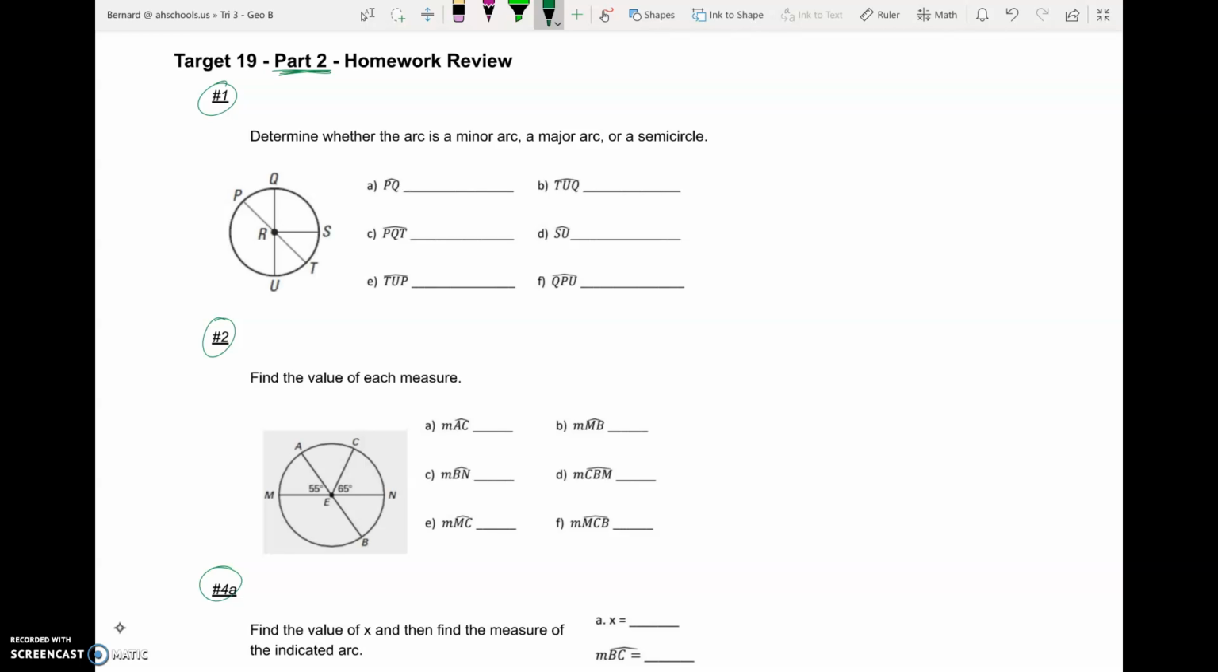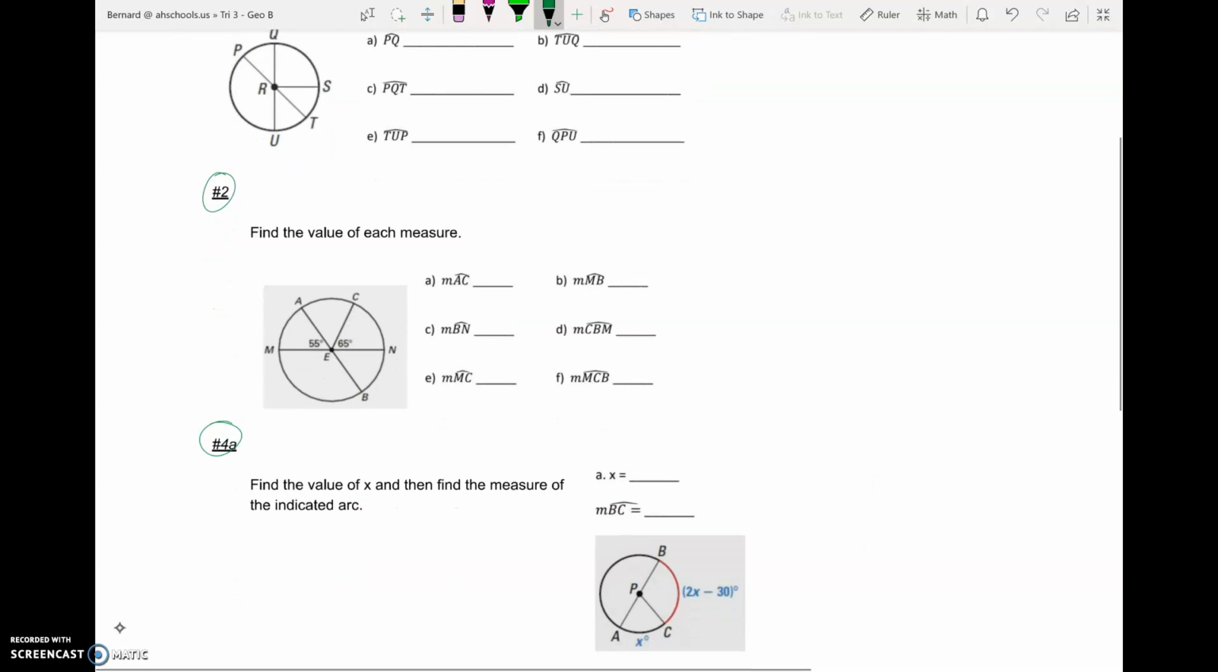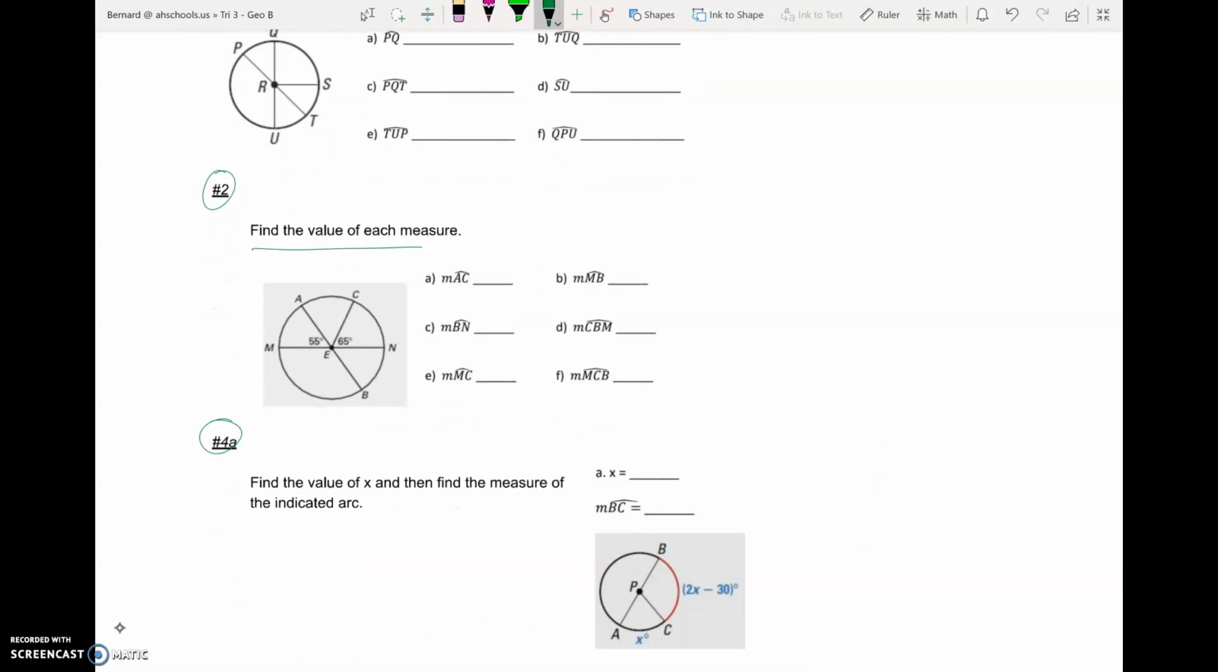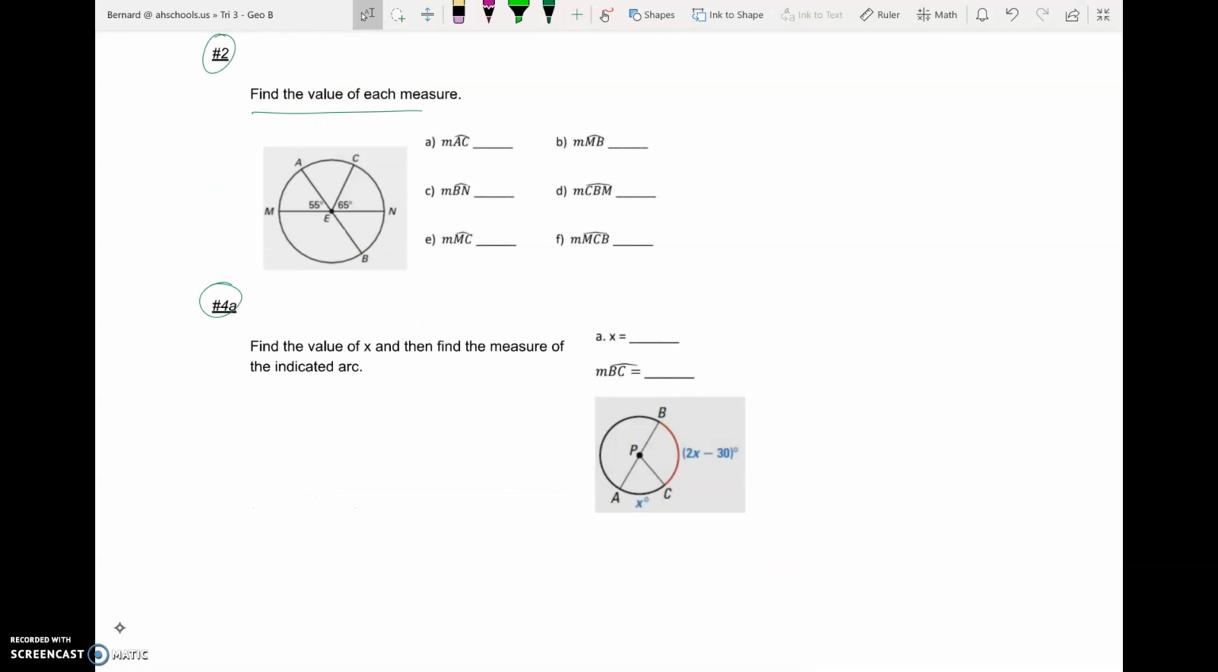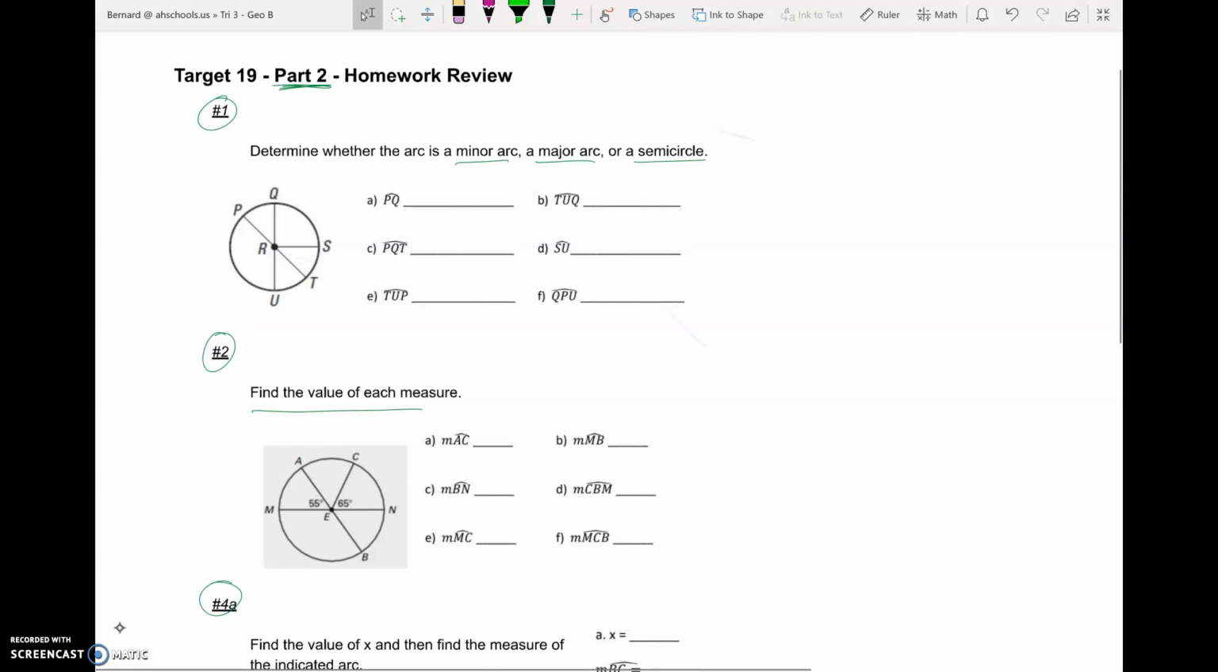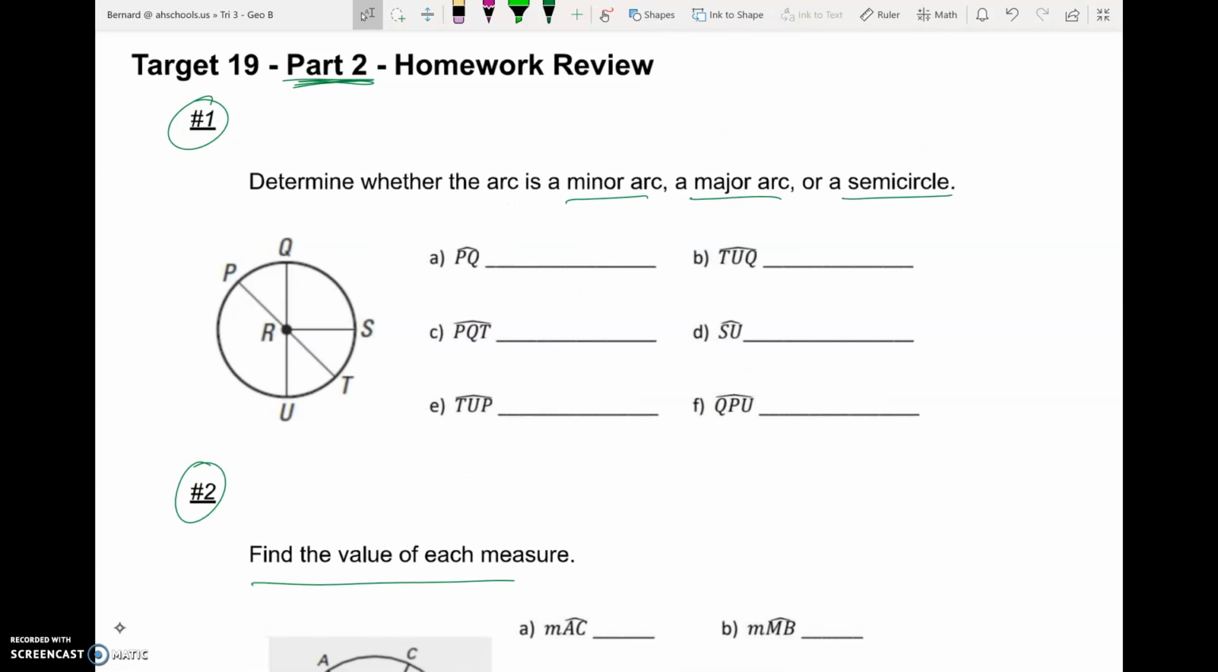And so really what we're going to work on is all the skills that we introduced during that Part 2 note packet. And so that's determining if things are minor arcs, major arcs, or semicircles, right? Working with central angles and the value of intercepted arcs. And then same deal in 4A, working with value of intercepted arcs, but using algebra to try to solve for x and stuff. So here we go. Let's just start with number 1. So we just need to follow the letters.